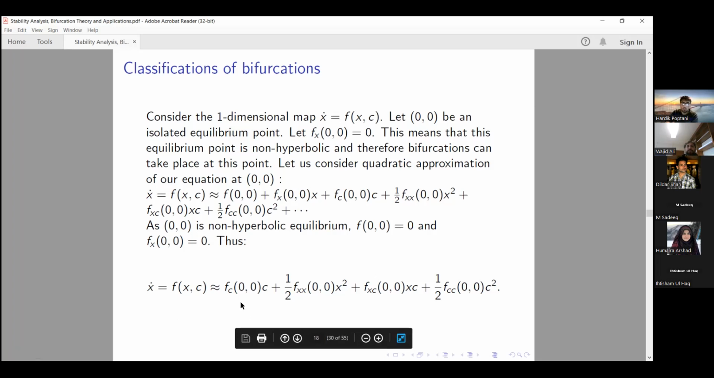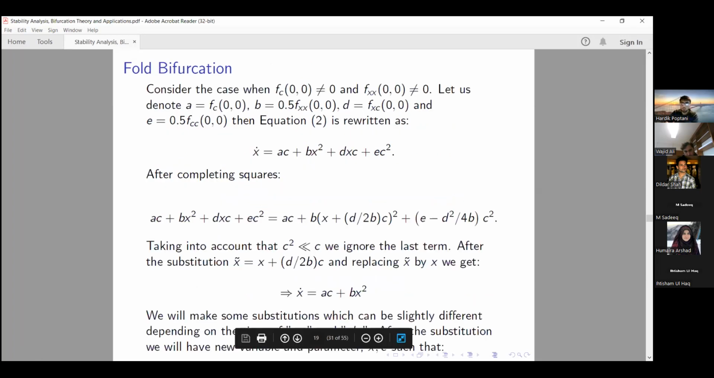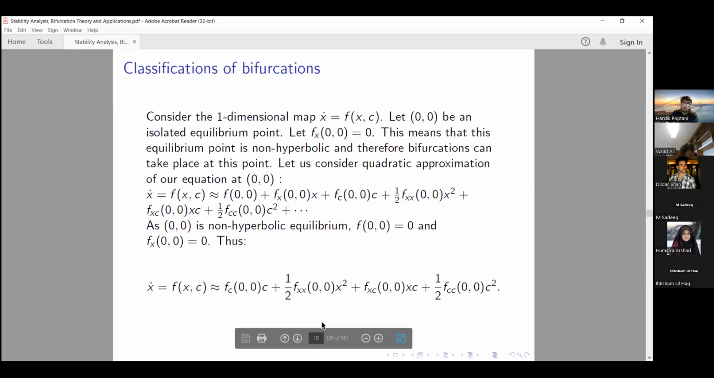x dot is equal to f_c(0, 0) c, plus the double derivative of f with respect to x divided by 2 at 0, 0 times x squared, plus the derivative with respect to x and c at 0, 0 times xc, and the double derivative f_cc divided by 2 at 0, 0 times c squared. For simplicity, we will just rename these four constants as A, B, C, and D.